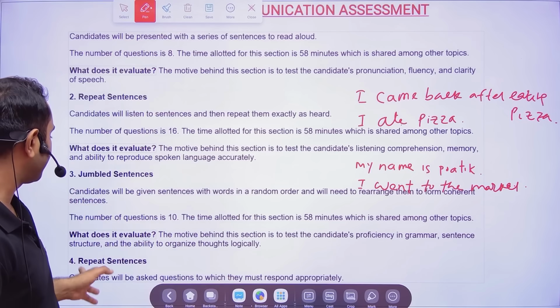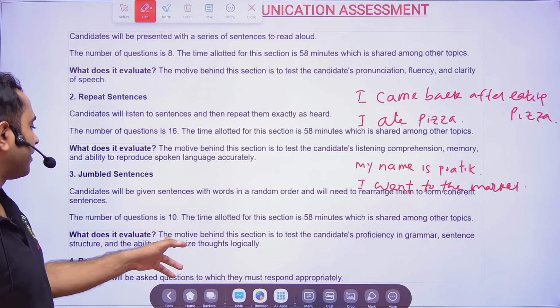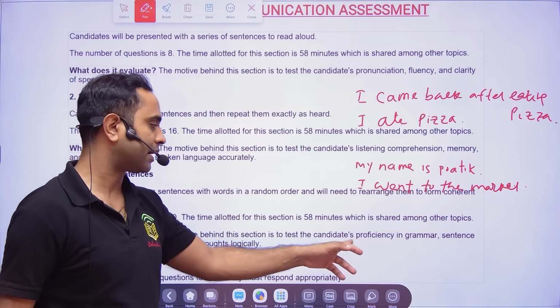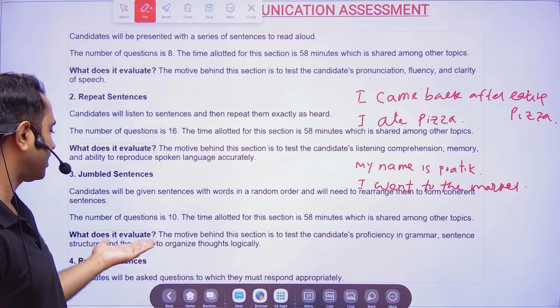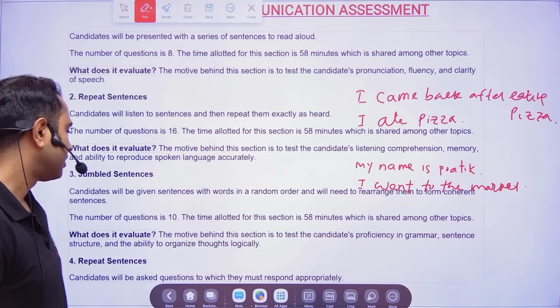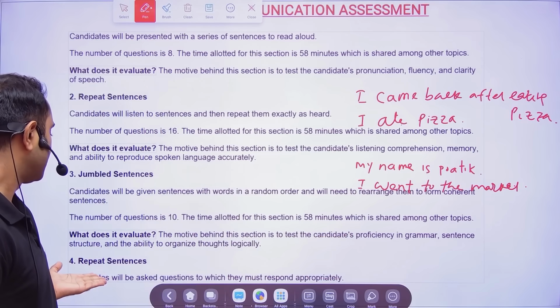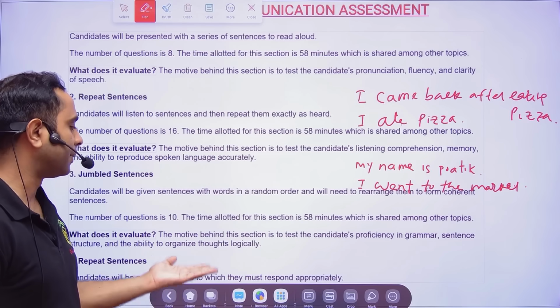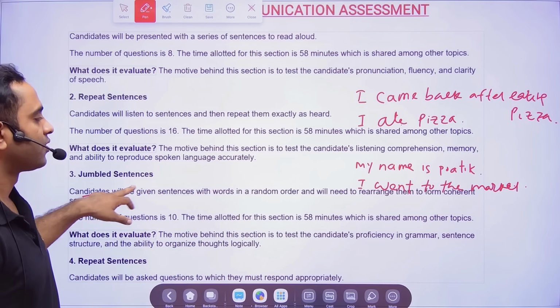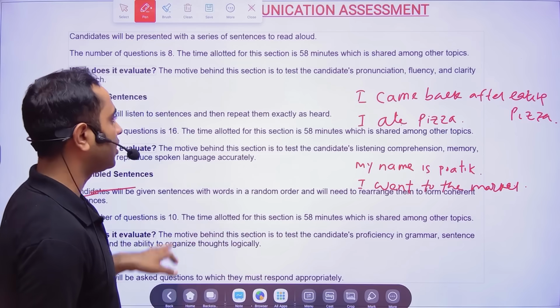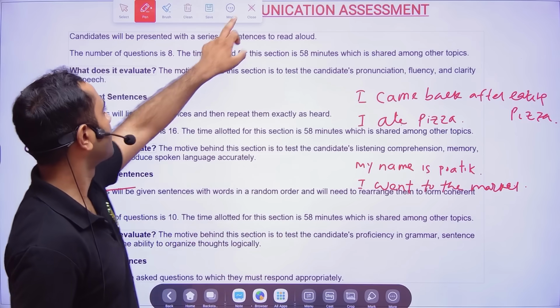So, jumbled sentences, okay. Now, what does it evaluate? The motive behind this section is to test the candidate's proficiency in grammar, sentence structure, and the ability to organize thoughts logically. Candidates will be asked questions to which they must respond appropriately. So when you have to repeat, you have to repeat it properly.